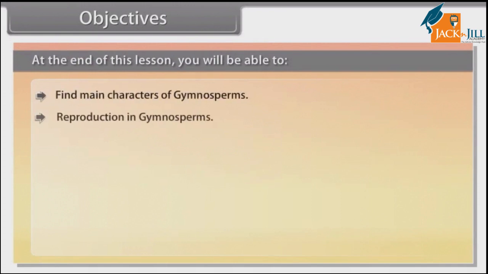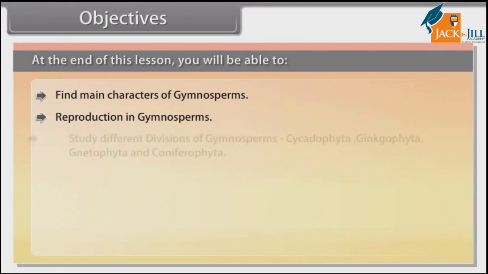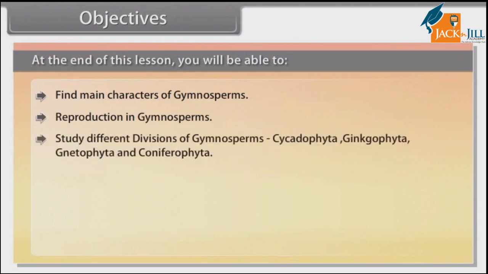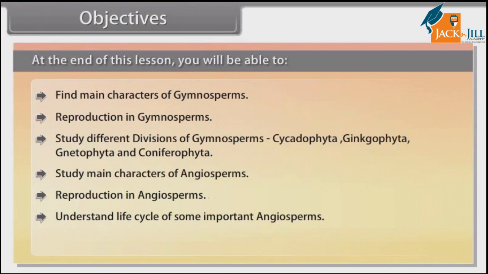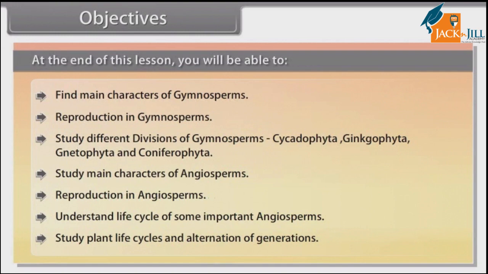Objectives. At the end of this lesson, you'll be able to find the main characters of gymnosperms, reproduction in gymnosperms, study different divisions of gymnosperms: Cycadophyta, Ginkgophyta, Gnetophyta, and Coniferophyta. Study the main characters of angiosperms, reproduction in angiosperms, understand the life cycle of some important angiosperms, and study plant life cycles and alternation of generations.